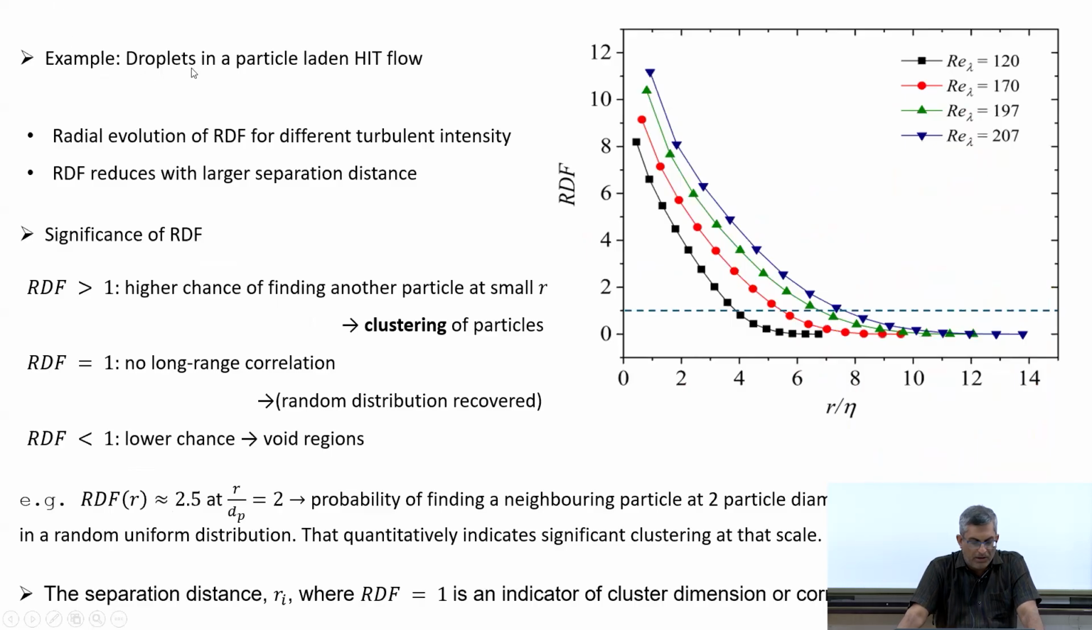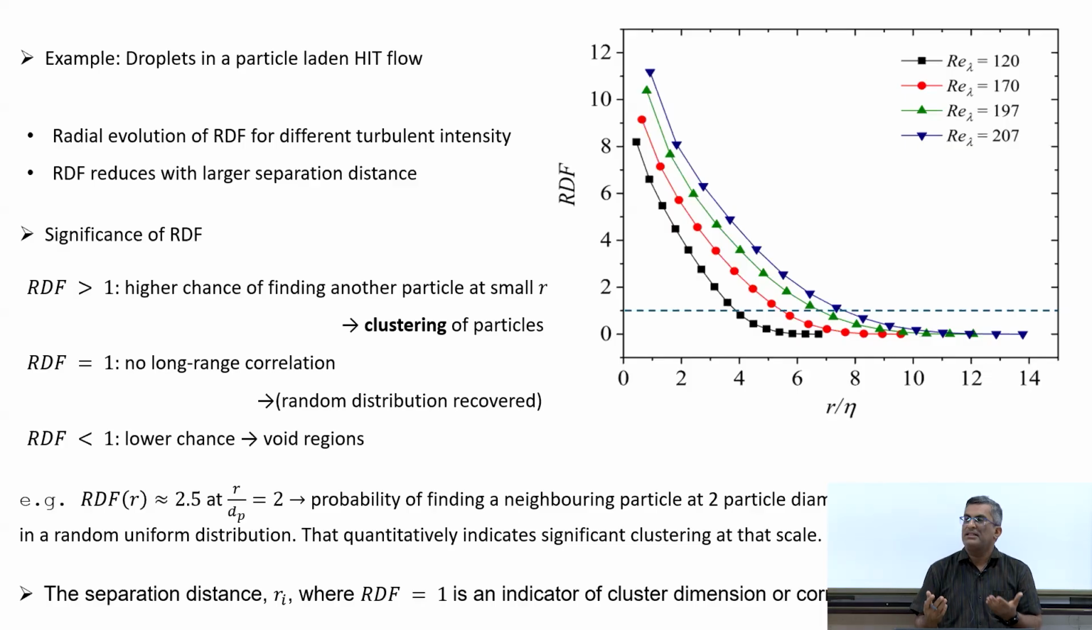So, this is an example where we have droplets in a particle-laden homogeneous and isotropic flow. You consider a homogeneous isotropic flow and you put some droplets. You do PIV imaging, you capture the droplet images and follow the same process. And then in each case you see how the radial evolution of RDF is. This value is high when the separation distance is closer, and it reduces as the separation distance increases.